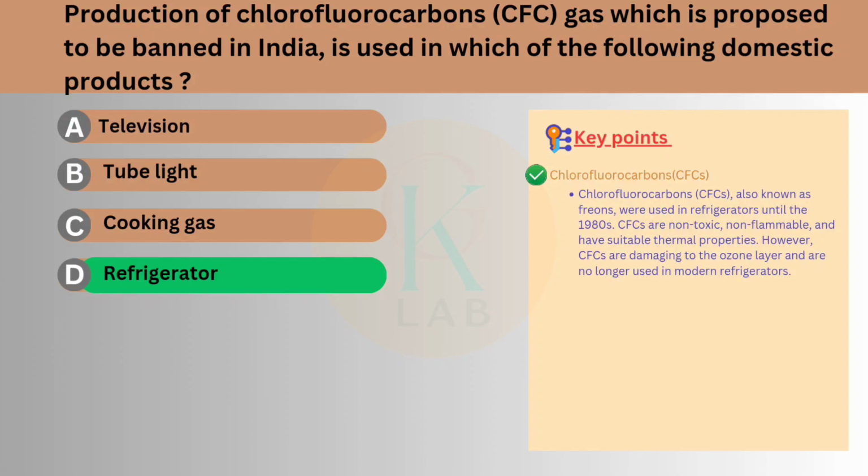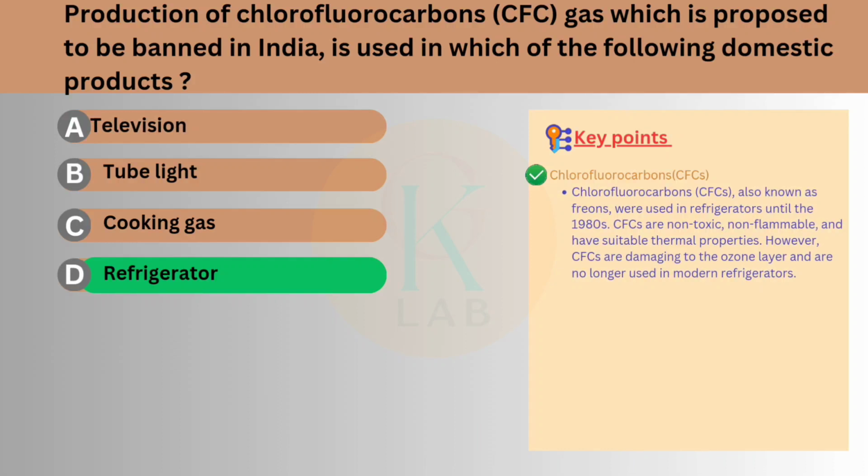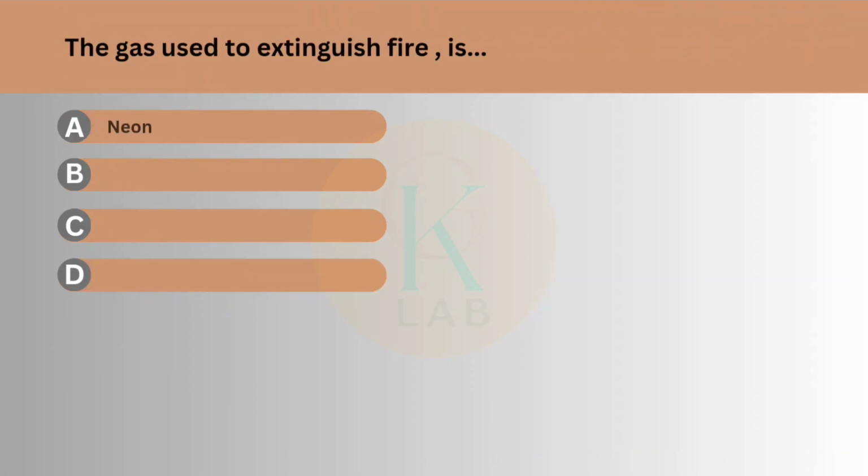Now some important facts about CFC. Chlorofluorocarbon is also known as freon. It was used in the refrigerator until the 1980s. CFCs are non-toxic, non-flammable and have suitable thermal properties. However, CFCs are dangerous because they can deplete the ozone layer. They are no longer used in modern refrigerators. And you all know that due to depletion of the ozone layer, the UV rays of sunlight come to Earth's surface here.